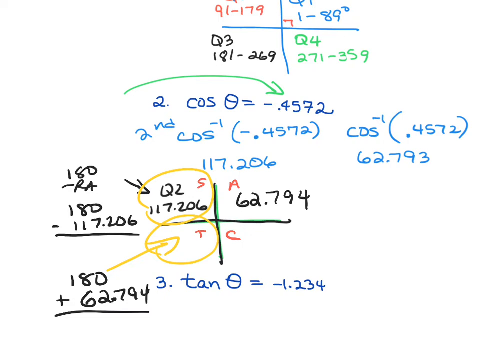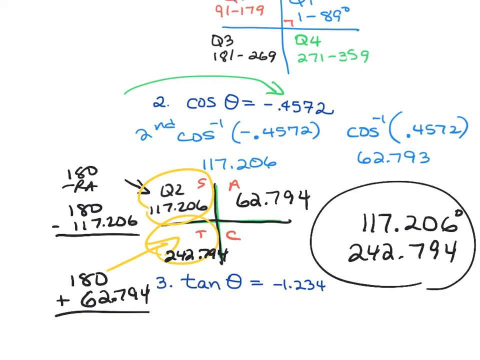So once I do 180 plus 62.794, I end up with 242.794. So my answers here are 117.206 and 242.794. Those are my two angle measures.